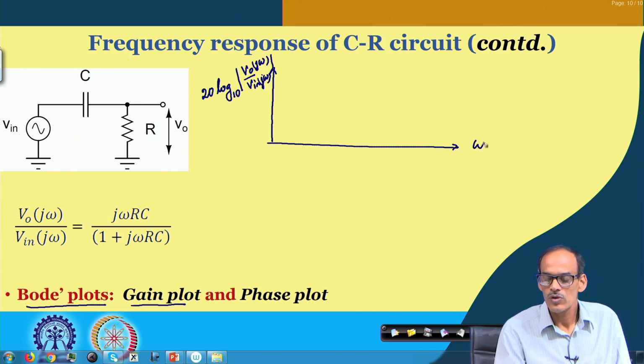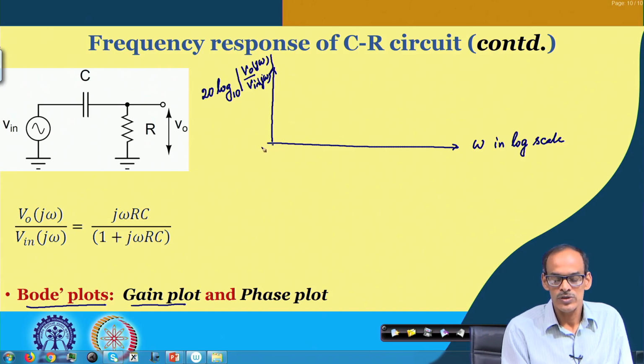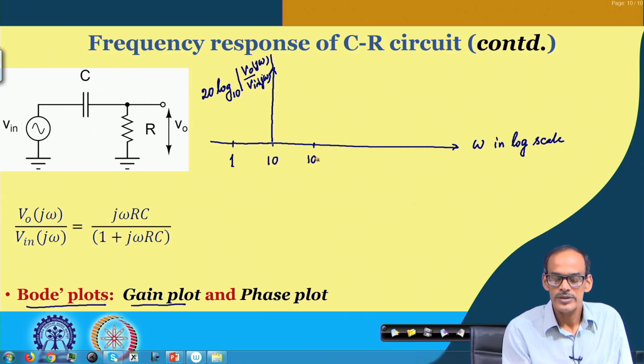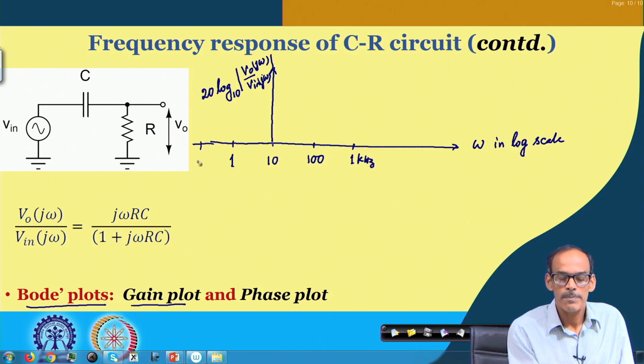And this is of course the omega. Note that this is in log scale. So, once this is in log scale, obviously we cannot reach the 0 frequency, we may be starting with some positive frequency. Say for example, this may be 1 hertz, this may be 10 hertz, next point it is 100 hertz, and so this may be 1 kilohertz and so on. And then the previous one is 0.1 hertz and so on.